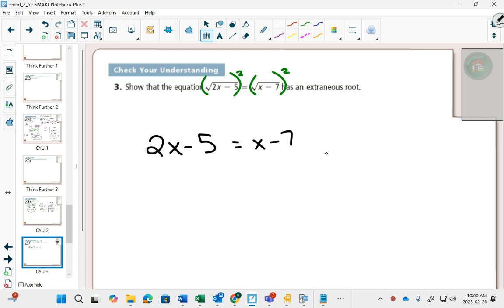How do I solve this? Well, I have some like terms. I'm going to move my x to the left, subtract x on both sides. I'm going to add 5 to both sides, and I get x equals negative 2.